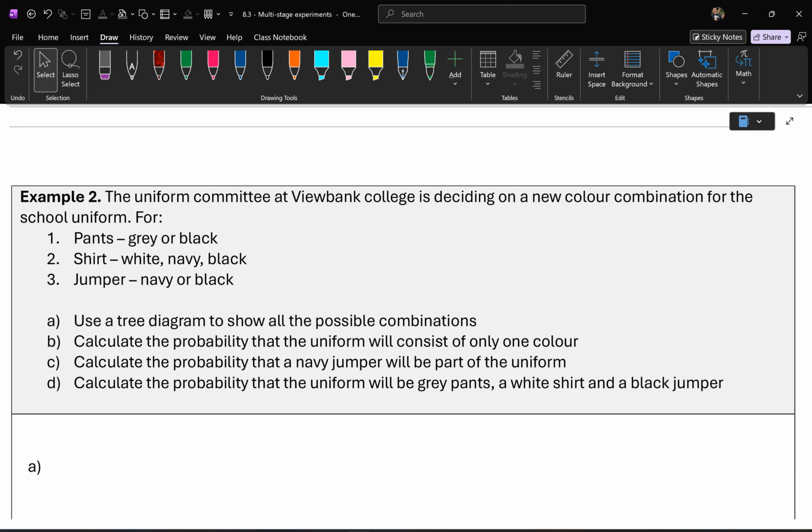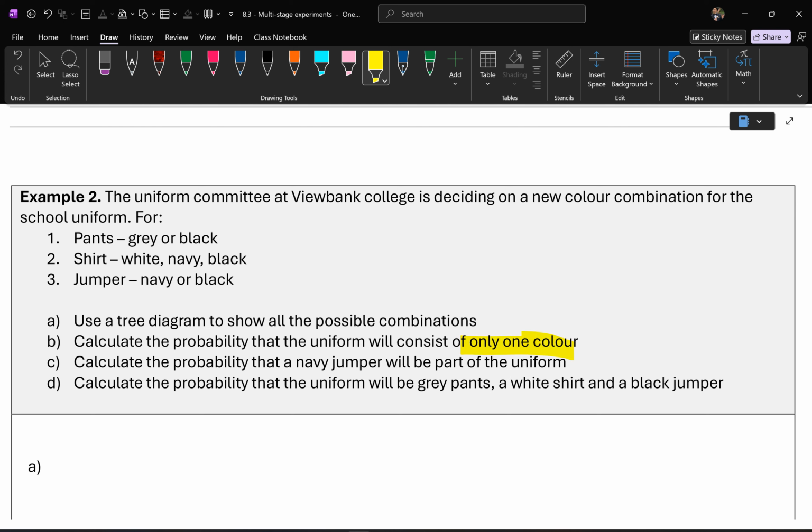Okay. Now, A and B. A tells you to try to visualize it, because if you try to do it in your head, it's going to be hard. Use a tree diagram to show all the possible combinations that you can get. Okay, so for pants, you need to choose a pants, you need to choose a shirt, and you need to choose a jumper. What are the total possibilities that you need? Because you need to know the total. Then B is calculate the probability that the uniform will consist of only one color.